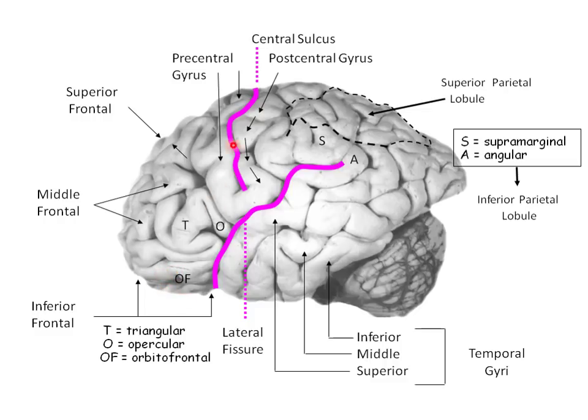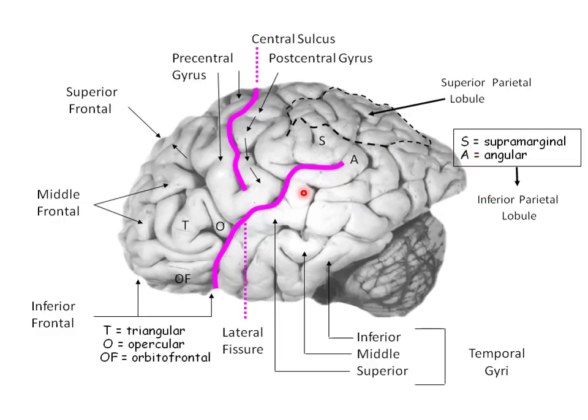If we look at the parietal lobe, we can see immediately behind the central sulcus is the postcentral gyrus. And then posterior to that is the superior parietal lobule. And inferior to that are the supramarginal gyrus and the angular gyrus, which together make up the inferior parietal lobule.